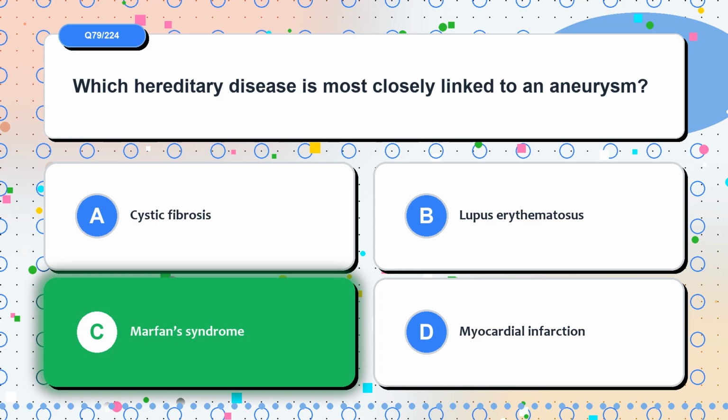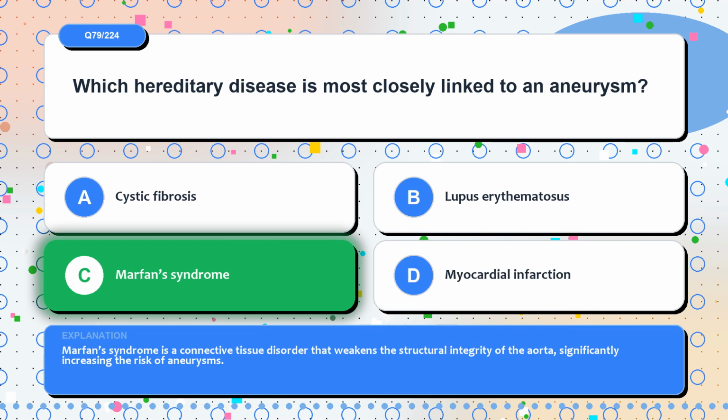The correct answer is option C. Marfan's syndrome. Marfan's syndrome is a connective tissue disorder that weakens the structural integrity of the aorta, significantly increasing the risk of aneurysms.